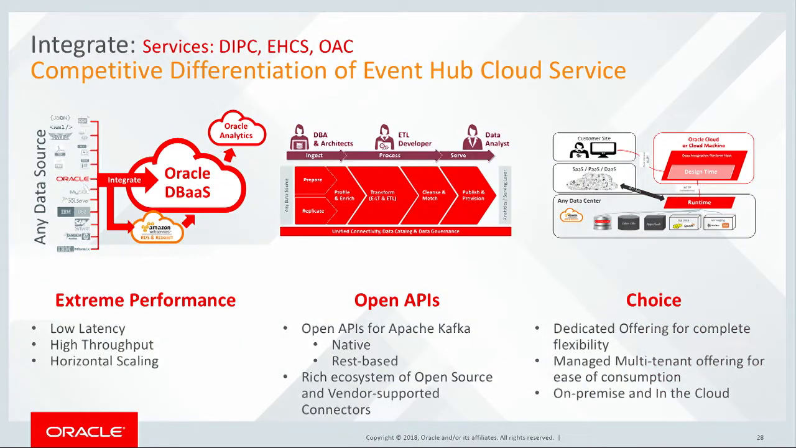So the differentiation: most cloud vendors offer Apache Kafka as a cloud service, but if you look at the differentiators, there are very significant things that we have done as an innovation. One is that Kafka is deployed on the second generation best-in-class infrastructure service in Oracle.